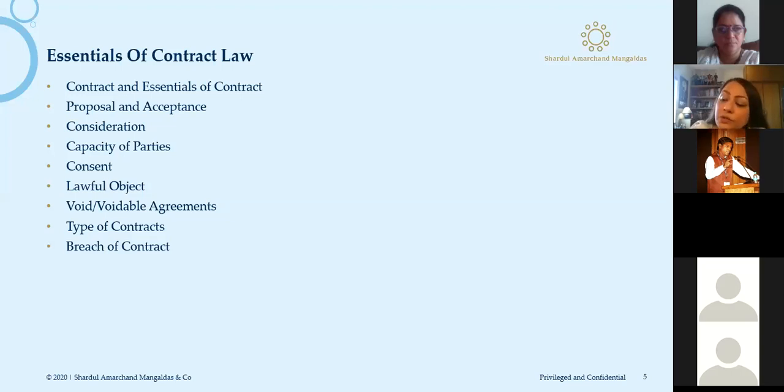So in terms of a contract, the essentials of a contract require an offerer, somebody who makes an offer, somebody who accepts the offer. There is a proposal, there is an acceptance, then there is consideration. It has to be for value. Now, sometimes consideration doesn't always have to be money. It has to be a valuable consideration.